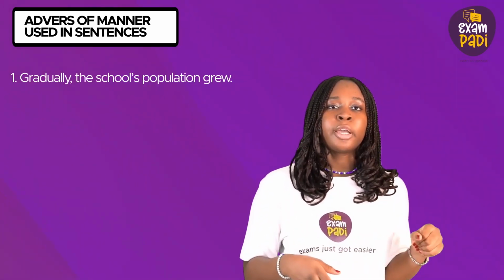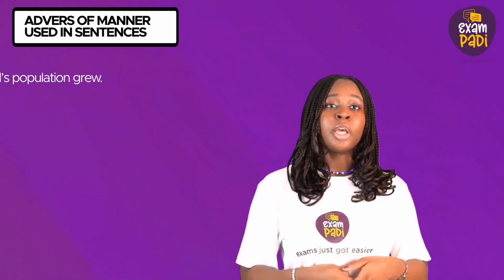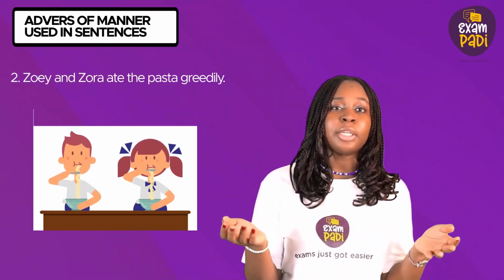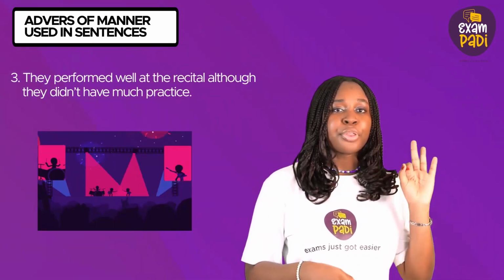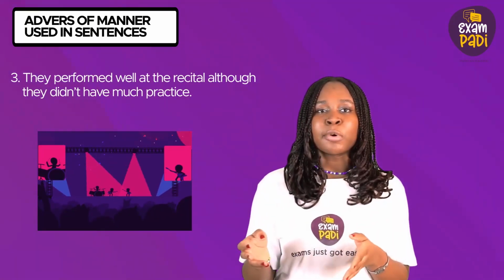Number 1. Gradually, the school's population grew. Number 2. Zoe and Zora ate the pasta greedily. Number 3. They performed well at the recital, although they didn't have much practice.